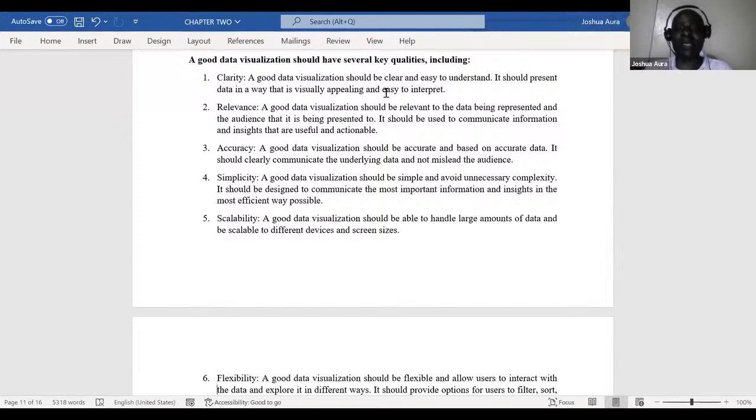Now, ladies and gentlemen, just imagine that we are making a presentation to some audience, which is an audience of members of Mwasibu Sacco.